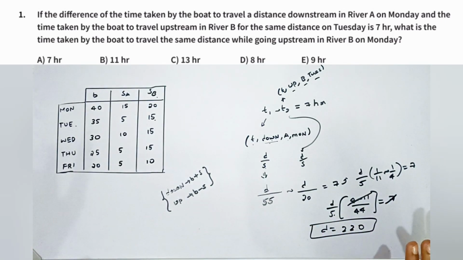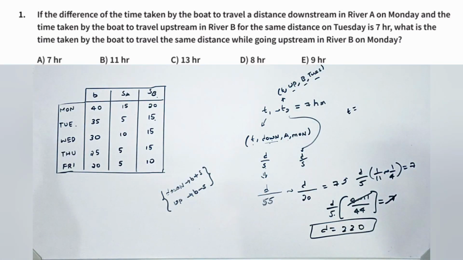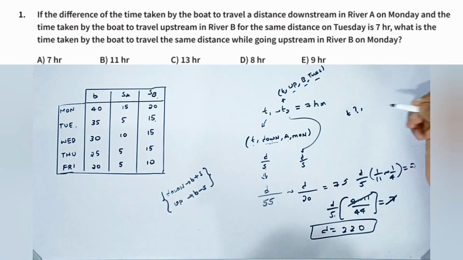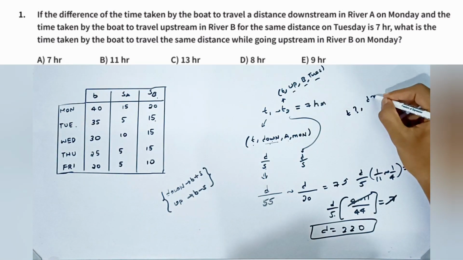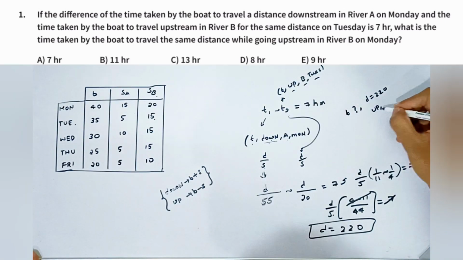But what is given in the question? We have to calculate the time taken. I have to calculate what is the time taken by the boat to travel the same distance, which is 220. So d is equal to 220, while going upstream, B on river B on Monday.